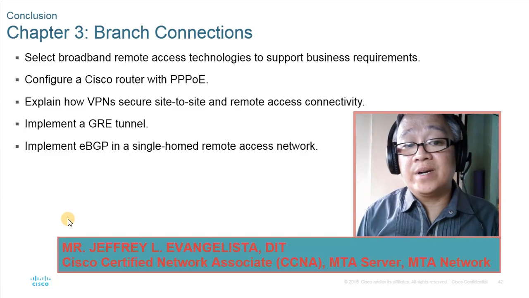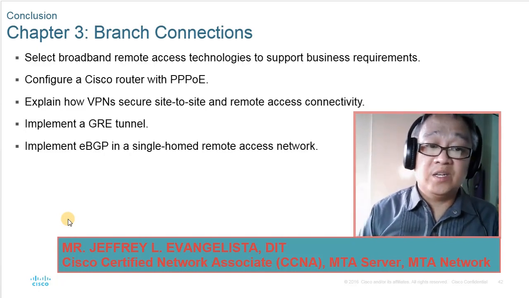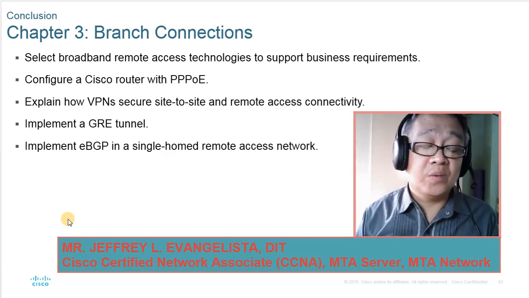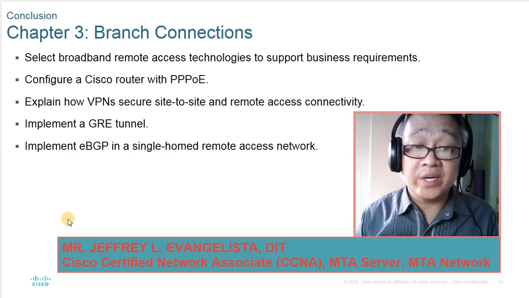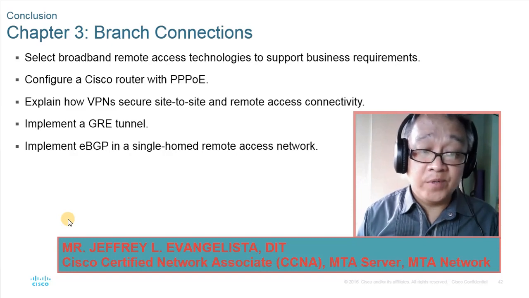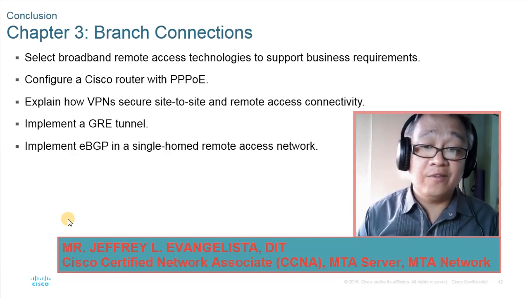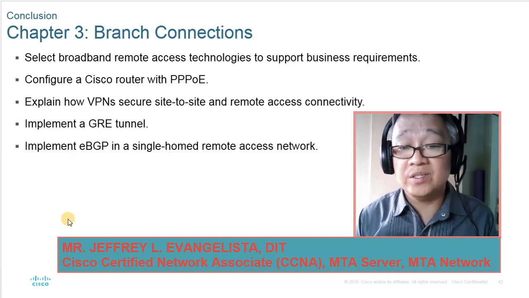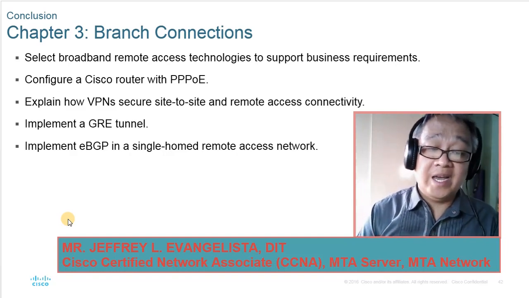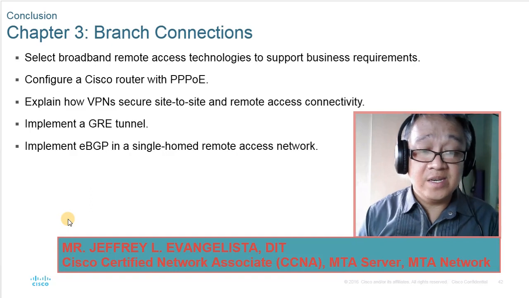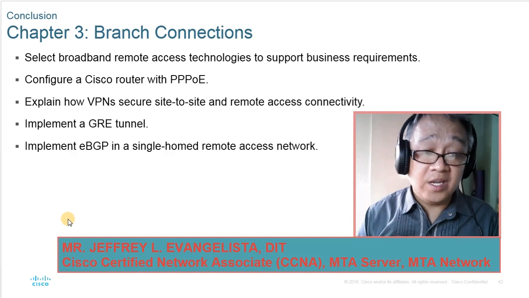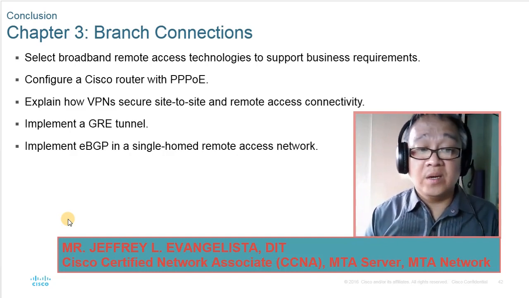And there you have it for our lesson 3. So in this lesson, we discussed remote access technologies that support business requirements, and also we had the point-to-point protocol over Ethernet discussion and demonstration, and we have the virtual private network. Okay, so we have two types actually. We have the site-to-site connections and the remote access type connections, and the GRE tunneling. Okay, so we had a demonstration about this technology in creating a tunnel connection between the two destinations, and of course the BGP or the border gateway protocol.